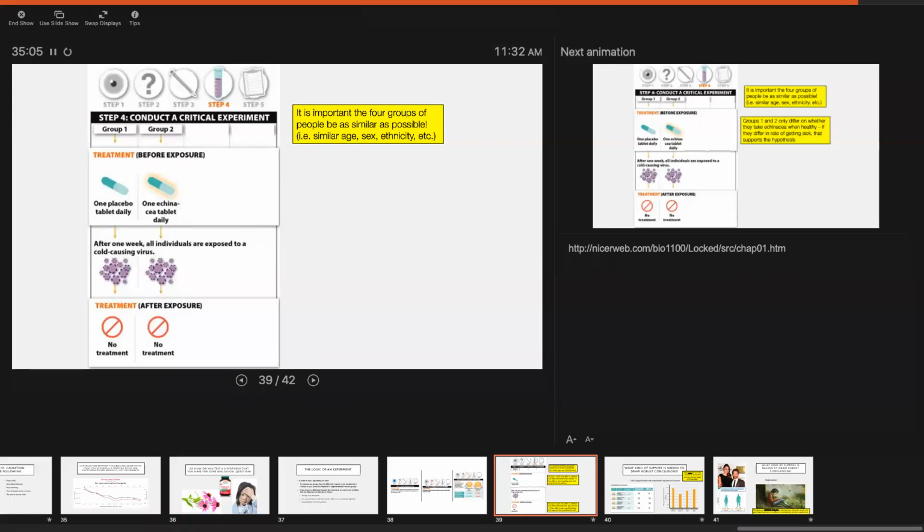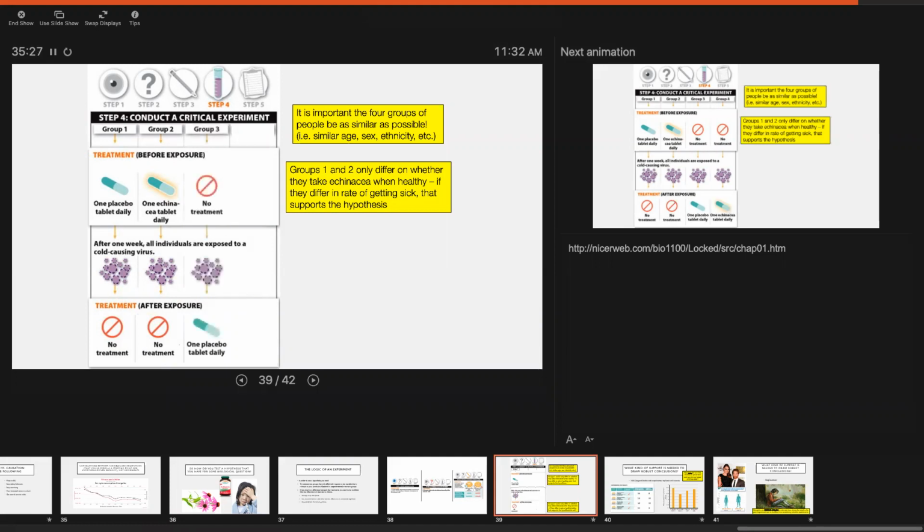We have them take this before they get exposed to colds, and then we see whether or not they react to the cold, whether they get a cold or not. And then we don't give them a treatment afterwards. So groups 1 and 2 differ only on whether they take echinacea when they are healthy. If they differ in their rate of getting sick, then that supports the hypothesis.